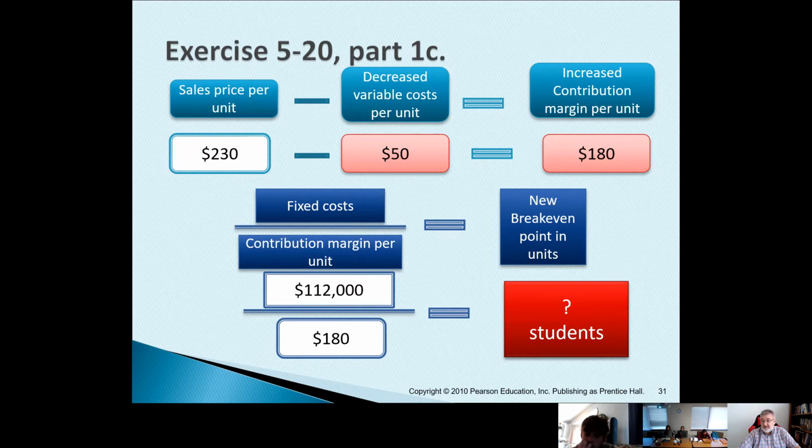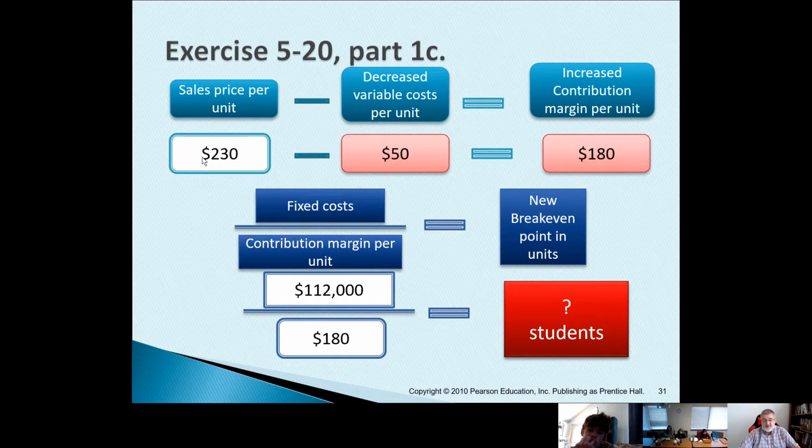So if we take the 112,000 and we divide it now by the 180, instead of 700 or 750 that it was, it's now 622. You guys see how that relationship works? Yep. If your sales price goes up, your break-even point's going to go down.